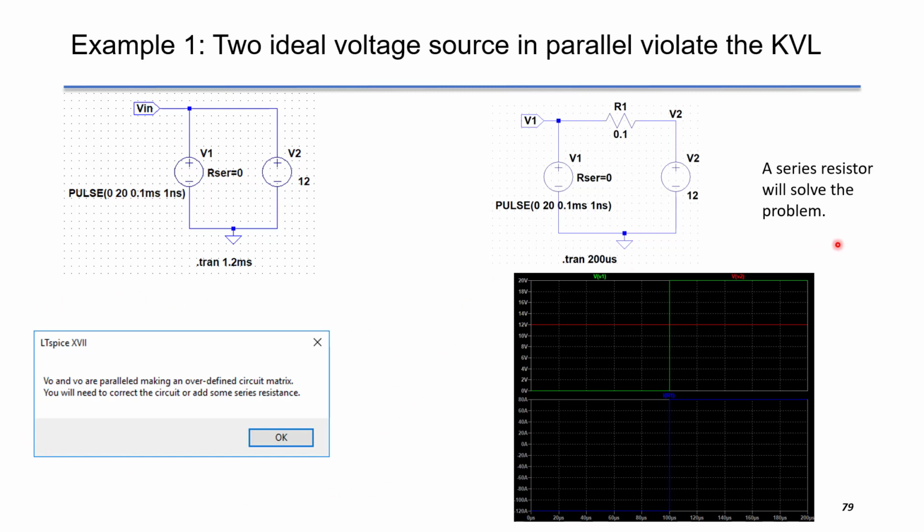To solve this problem, we can simply put a series resistor in between these two voltage sources. Now we can run the simulation. As a result, the current between V1 and V2 is simply defined by Ohm's law.